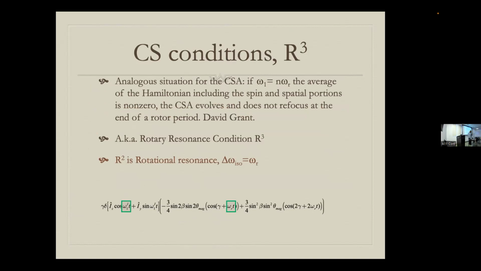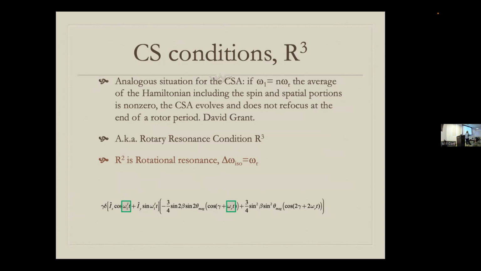So this has a strong analogy to what we talked about with the dipole coupling. If omega 1 equals n omega r, then the average of the chemical shielding tensor, the time average, is non-zero. And the chemical shielding, even though it should just form those nice spinning sidebands, it actually evolves in a different way and dephases, and you basically lose all your magnetization. So you reintroduce the CSA very strongly.